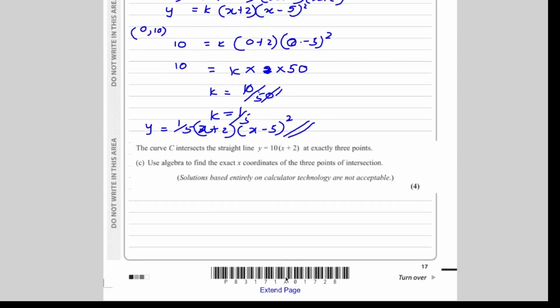Let's move on to part C. Part C: use algebra to find exact x coordinates of the 3 points of intersection.